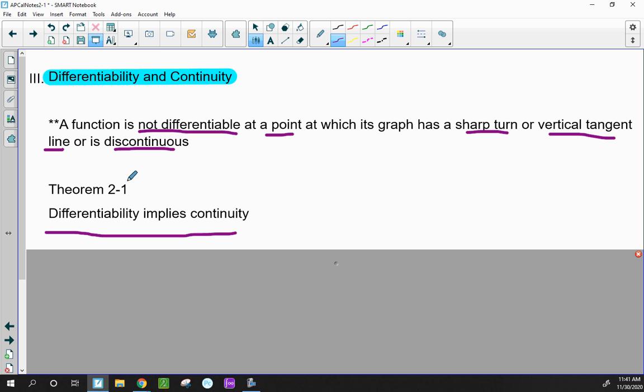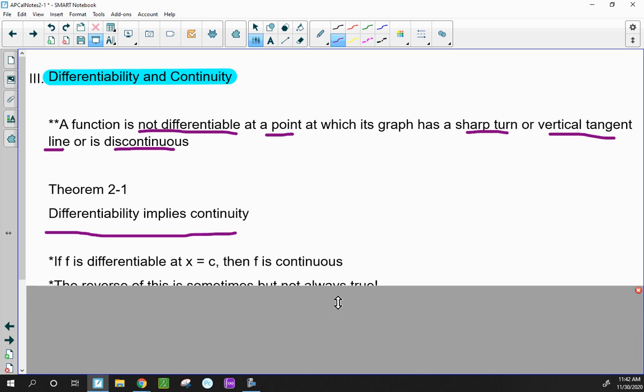Theorem 2.1 in your textbook says that differentiability implies continuity. Meaning that if I can find a derivative of a function, then that is telling me that the function is continuous. That there is not a discontinuity. There's no hole or asymptote or vertical tangent line or sharp turn. It might just be a polynomial graph, x to the fifth. That has a derivative. That's important to know.